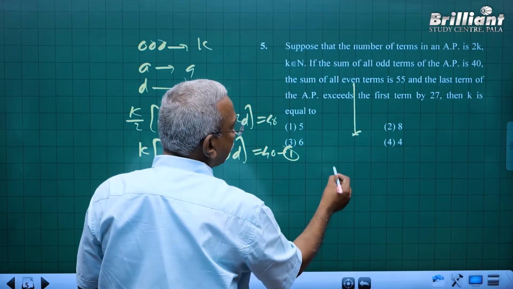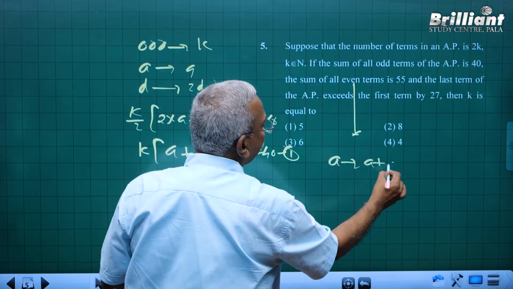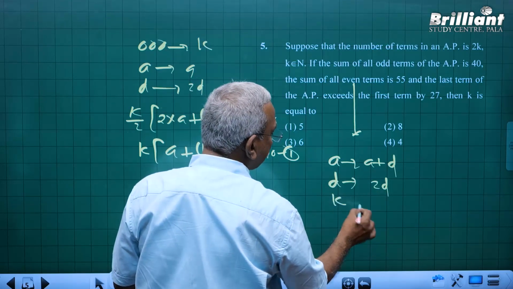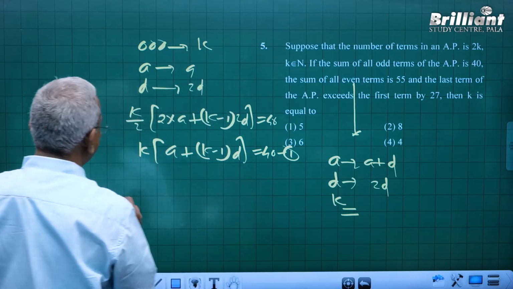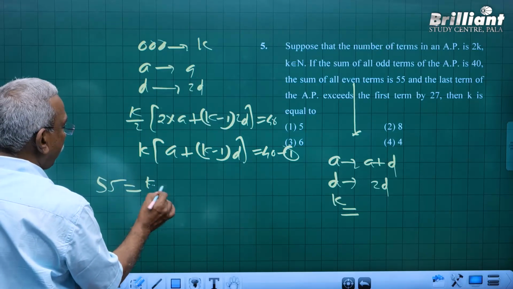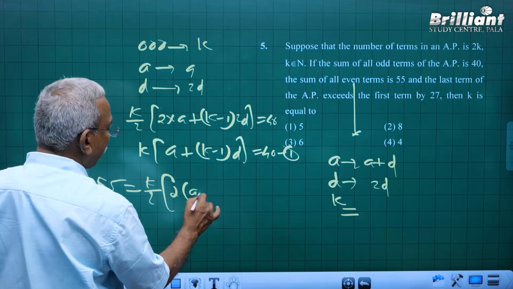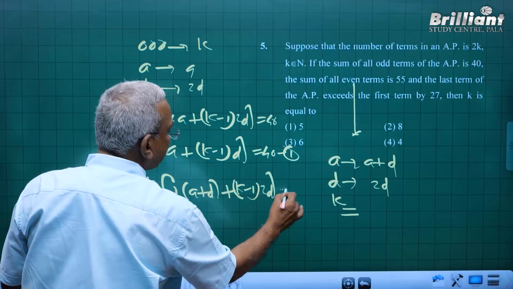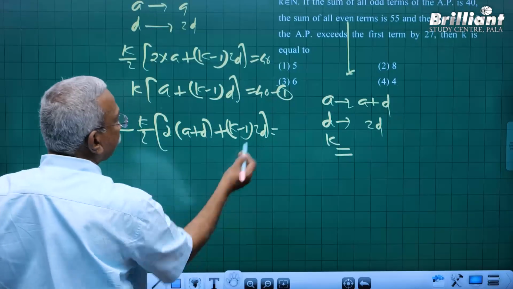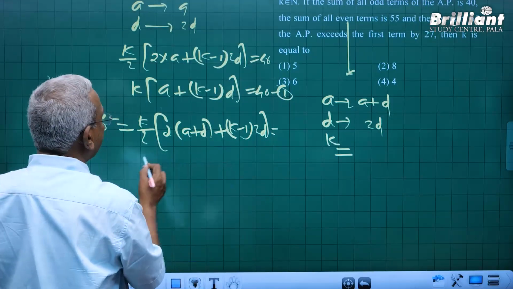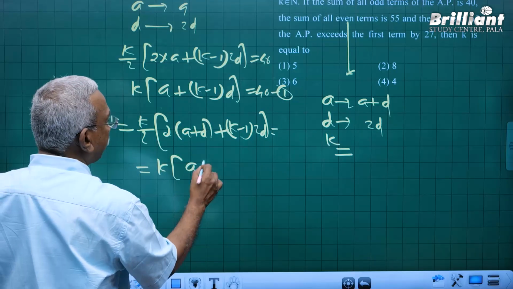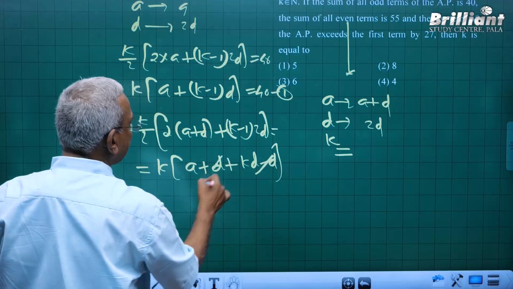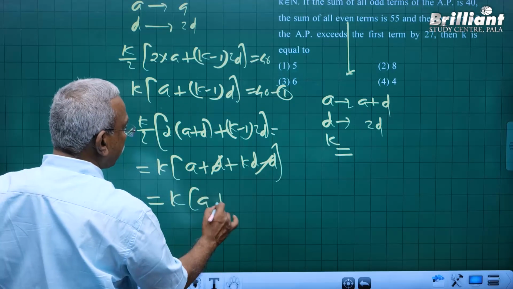So, the first even term is A plus d, and the common difference is again 2d. There are k terms also. So, its sum is equal to 55, that is k by 2 into [A plus d plus (k minus 1) into 2d]. We can take 2 as a common factor and cancel. It is equal to k into [A plus d plus kd minus d]. We can cancel this. It is equal to k into A plus kd.